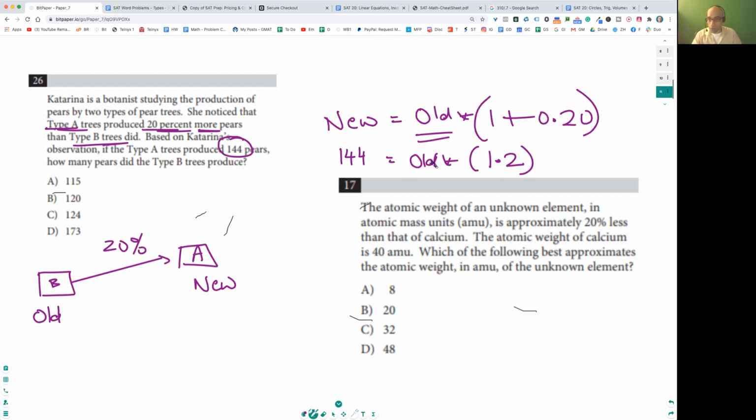144 is equal to old times 1.2, right? And so the old, like many of you said, you're going to have to divide in the end. So old times 1.2 is 144, and so the old is going to be 144 over 1.2.